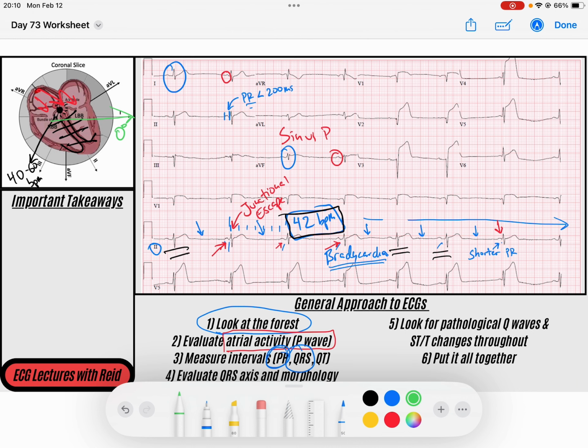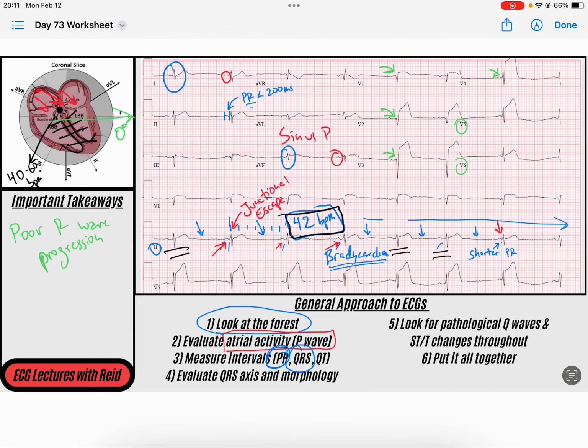We've got what looks to be poor R wave progression. I don't see many good R waves throughout my precordium until I get to maybe V5 and V6. So we've got poor R wave progression throughout the precordial leads. So poor R wave progression, right? And what is R wave progression? Let's just review that real quick.